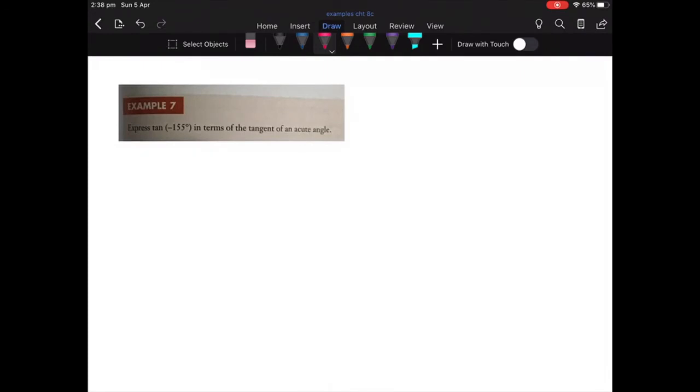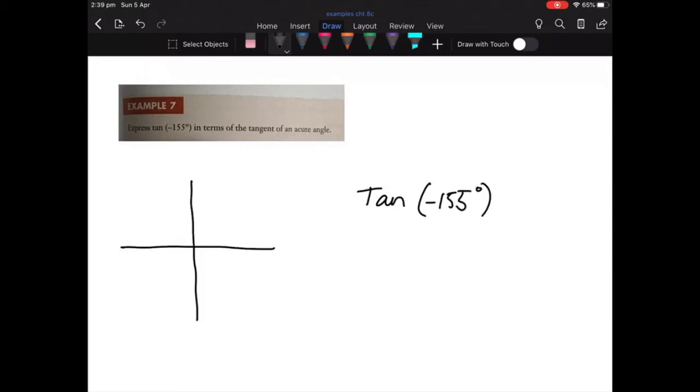Well, let's go to example 7. So again, let's sketch a little diagram. All right, so express the tan of negative 155 degrees in terms of the tangent of an acute angle. All right, so it's a negative, so we're going this way. All right, so that's approximately 155 degrees. All right, so we're looking, what angle does it make with the x-axis?